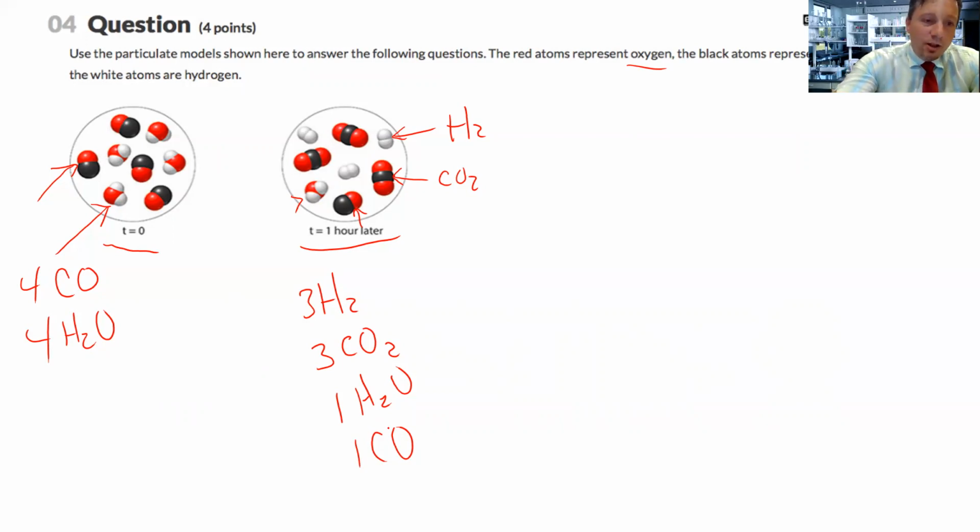So I went from 4 carbon monoxide and 4 water. 1 hour later, I have 3 hydrogen gas, I have 3 carbon dioxide, I have 1 water and 1 carbon monoxide molecule. So that is using a particulate diagram to talk about how things change in this particular reaction in a period of 1 hour. And it's not asking about writing an equation or any of that. It's just asking to identify, and that's how you would use a particulate diagram to identify.